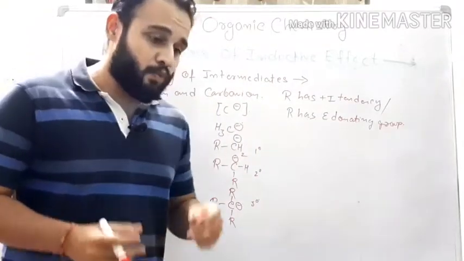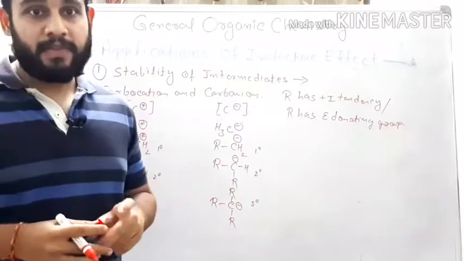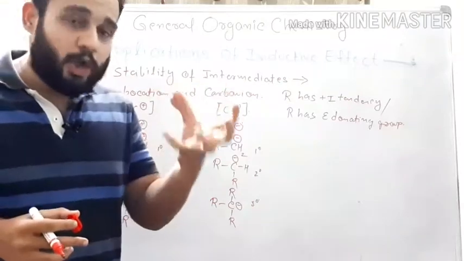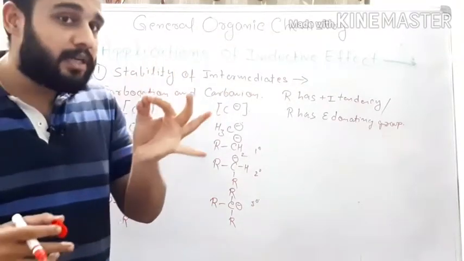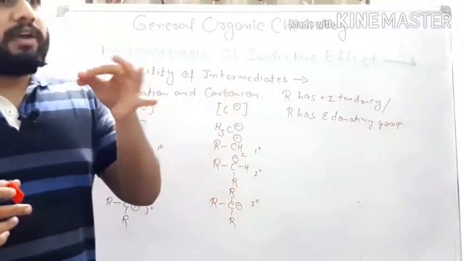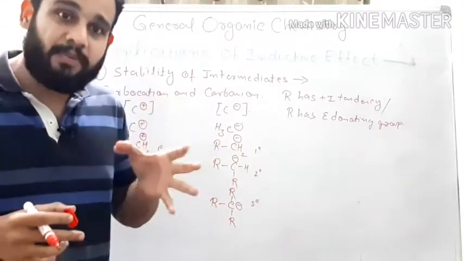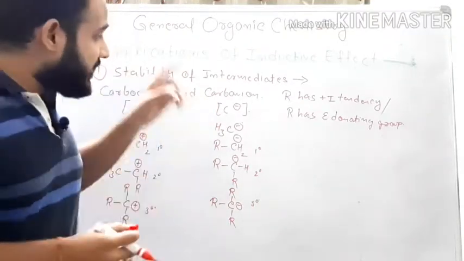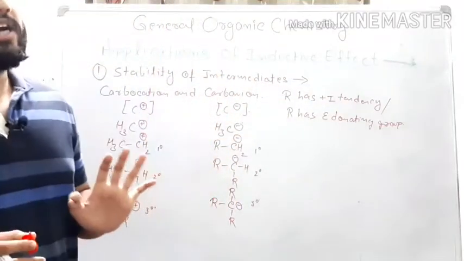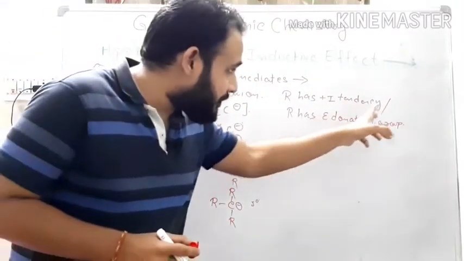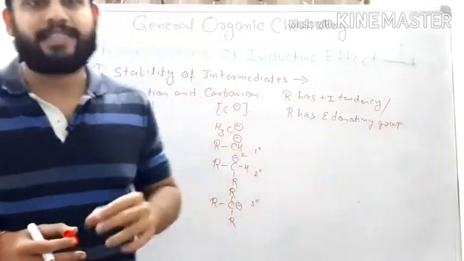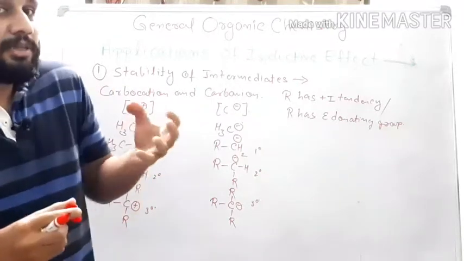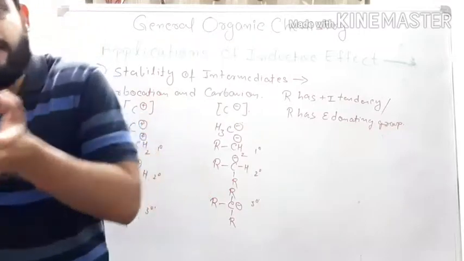Now what happens when carbon is electron deficient? It means it is unstable. Now for stability it requires electrons. When the positive charge is on carbon, it means it is unstable, it is electron deficient, and for stability it requires electrons. And if an R group attaches to the positively charged carbon, then because of its plus I tendency or electron donating nature, it increases the electron density on your positively charged carbon. It means ultimately your positively charged carbon can be stabilized.